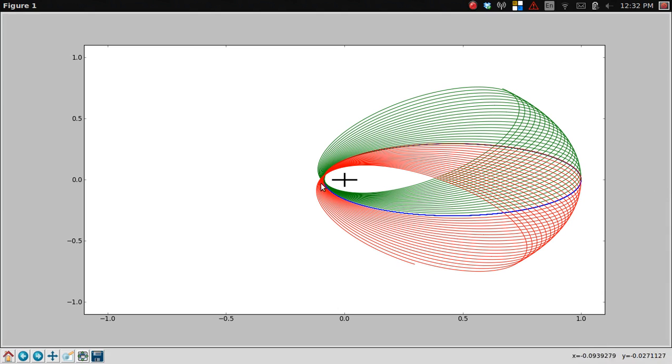Here you see the closed blue curve and then the precessing green and red curves, which correspond to a slight distortion from the pure gravitational force.